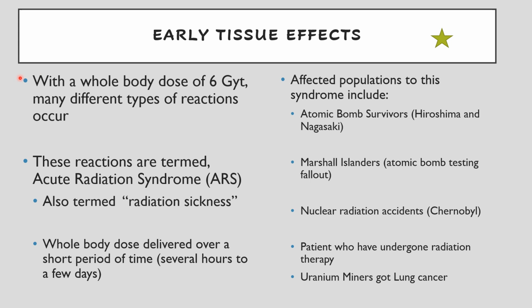Early tissue effects. With a whole body dose of 6 gray, many different types of reactions occur. These reactions are termed acute radiation syndrome, ARS, also termed radiation sickness. Whole body dose delivered over a short period of time could be several hours to a few days. Affected populations include the atomic bomb survivors of Hiroshima and Nagasaki, Marshall Islanders from atomic bomb testing fallout, nuclear radiation accidents like Chernobyl, patients who have undergone radiation therapy, and uranium miners who got lung cancer.